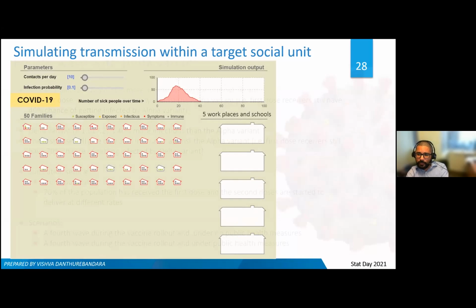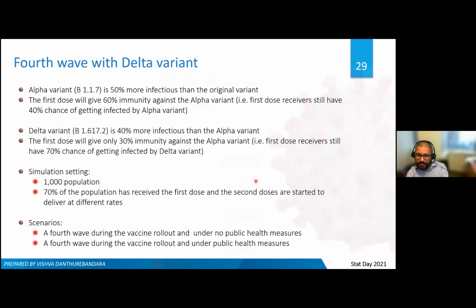Recently, we wanted to know what to expect with the new Delta variant. The Alpha variant is 50% more infectious than the original variants, but the Delta variant is 40% more infectious than the Alpha variant. That makes it twice as infectious as the original variant, right? And the first dose of Pfizer and Moderna vaccine can give only 30% immunity against Delta. So to see the effect, we simulated a scenario where 70% of the population has received their first dose, and we will start delivering the second dose once we reach the 80% mark with the first dose.